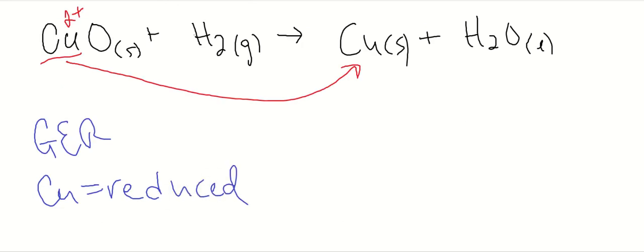All right, let's see what's going on with oxygen. Oxygen has a 2 negative charge in that compound, right? And then over here, it's also going to have a 2 negative charge. So it's not gaining or losing electrons. So let's go over to hydrogen.